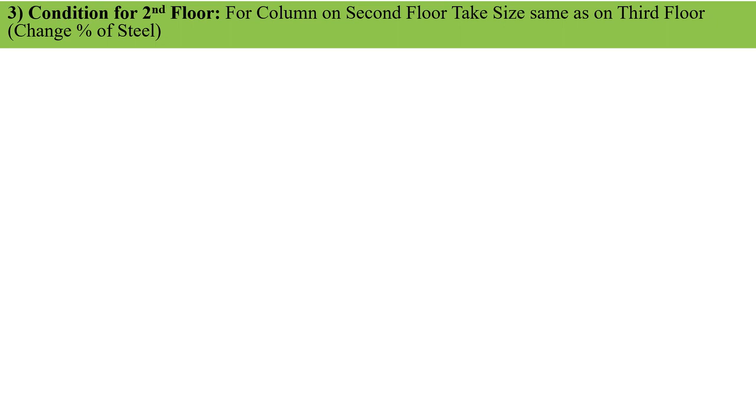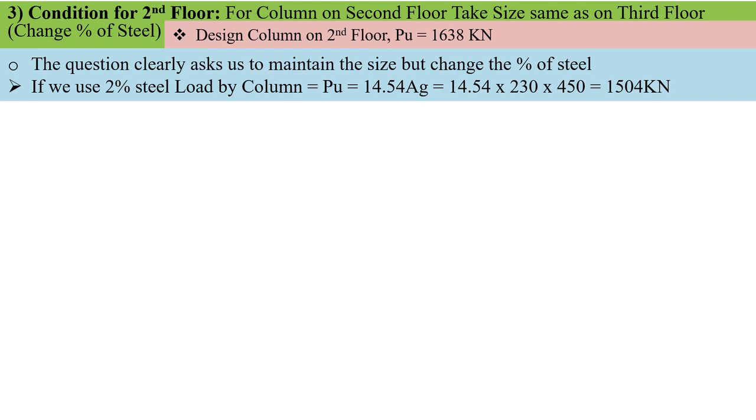So let's move to the design of the second floor column. In the second floor the condition has been given, the size we need to keep the same as we have already kept for the third floor. Means if I keep the same size as the third floor, and we know that on the second floor the load is going to increase compared to the third floor, I need to play with the percentage of the steel. As we already calculated, the Pu on the second floor equals 1638 kilonewton. In this particular case we are going to learn how to play with the percentage of the steel. As the question clearly asks us to maintain the size, but we can change the percentage of the steel.